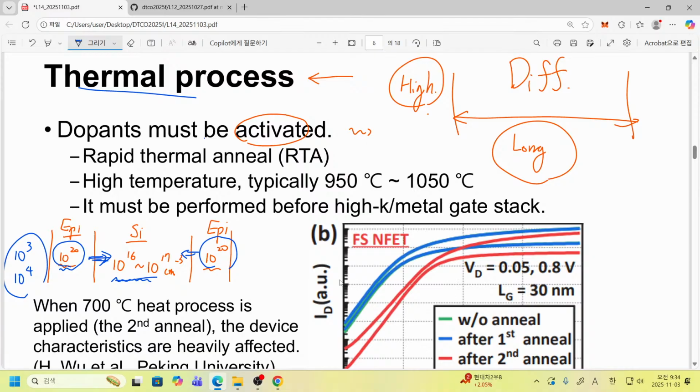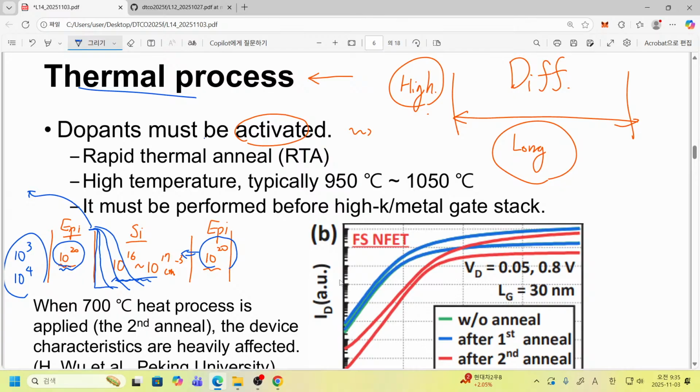Unfortunately, the degree of their diffusion makes a critical impact on the device performance. It means that if we have an abrupt junction, slight diffusion, or more diffusion, that introduces a lot of difference in performance. So we must really carefully control this number, the degree of diffusion.